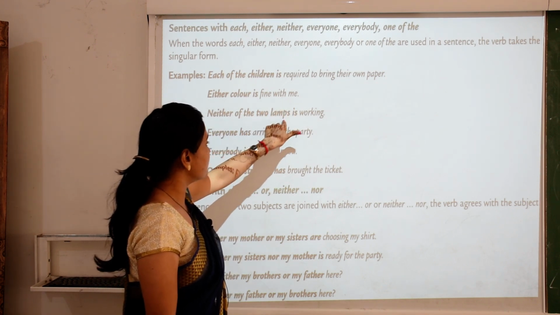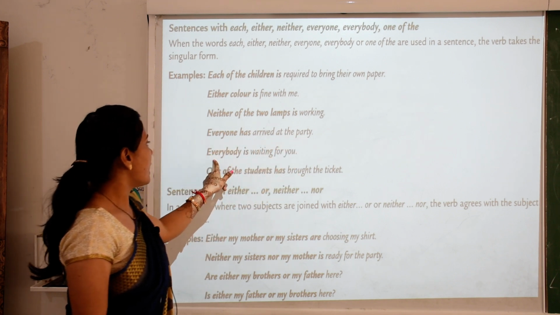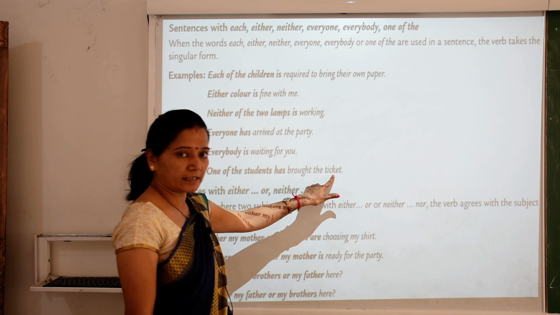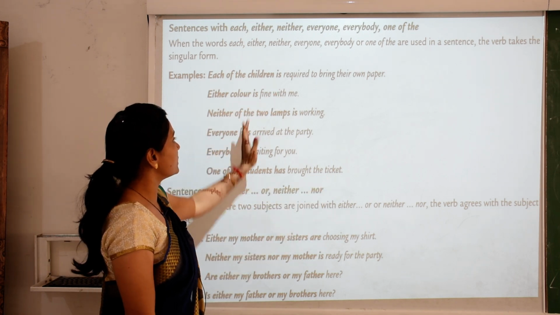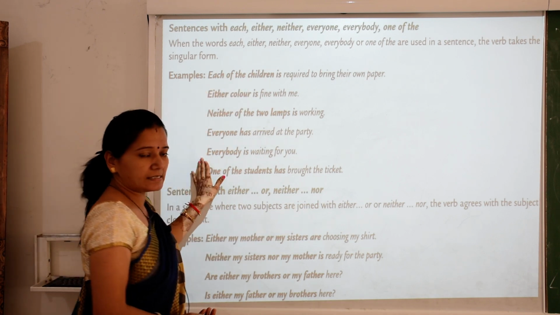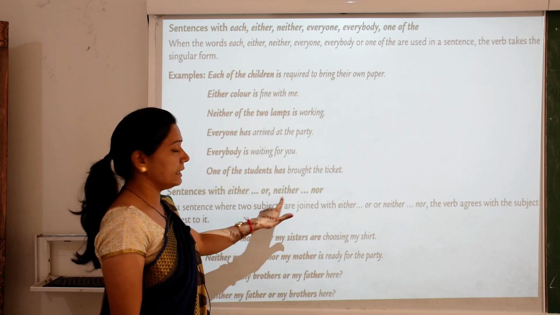Neither of the two lamps is working. Everyone has arrived at the party. Everybody is waiting for you. One of the students has brought the ticket. So as you can see, students, we are putting the verb in the singular form because these words come in the sentence.